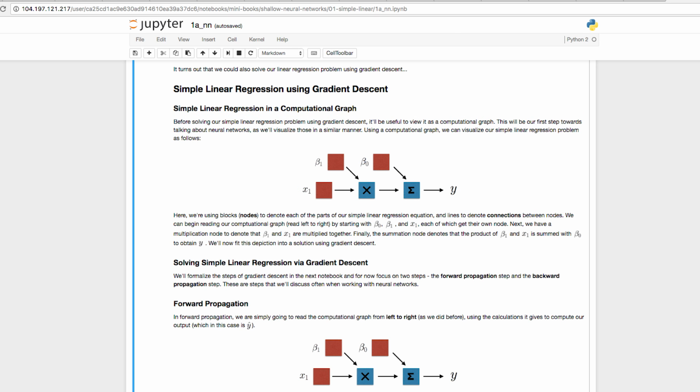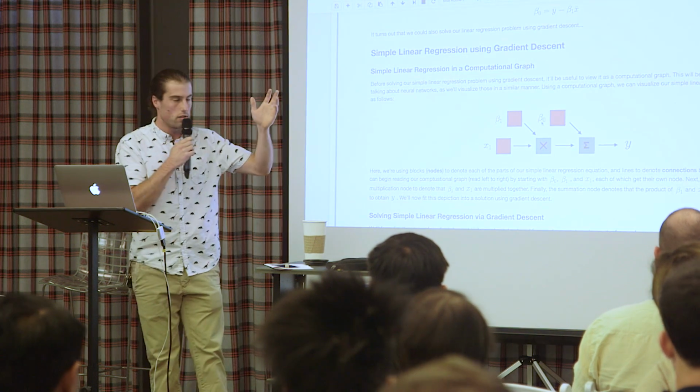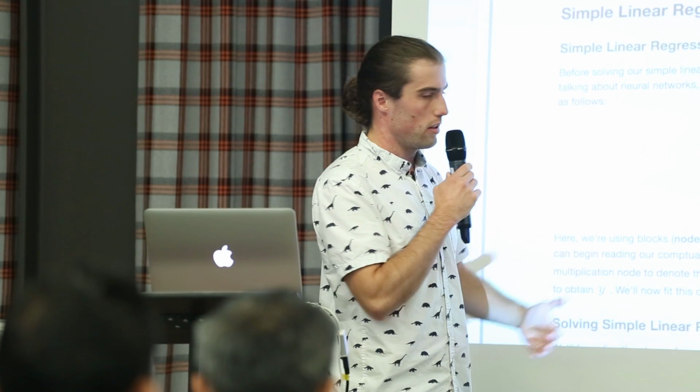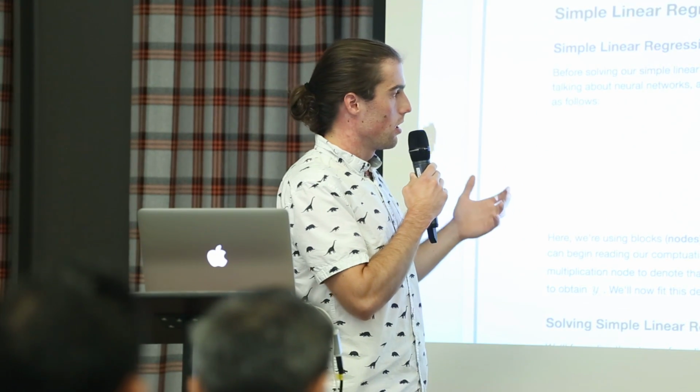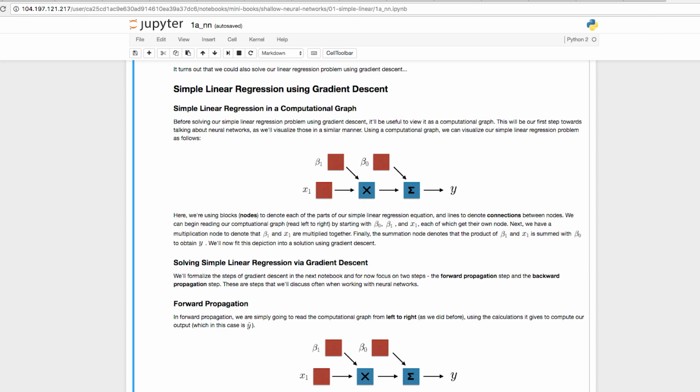Before we do that, though, we're going to build our simple linear regression into a computational graph. How many of you are familiar with computational graphs? Okay, a little bit less familiarity, but they're actually fairly simple. They are ultimately just, at least for now, a way that we can visualize these equations that we're talking about. So we're just going to visualize simple linear regression in this computational graph. That's what this picture here is denoting.